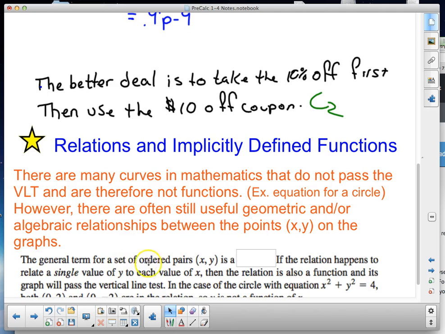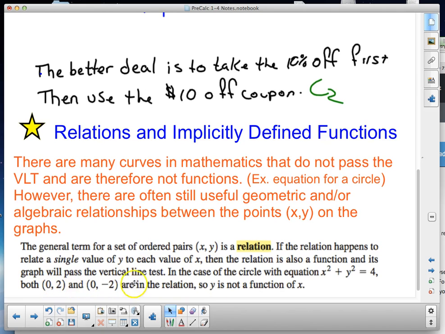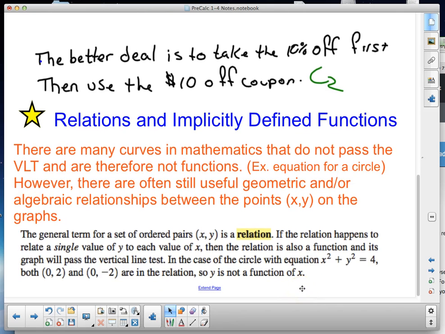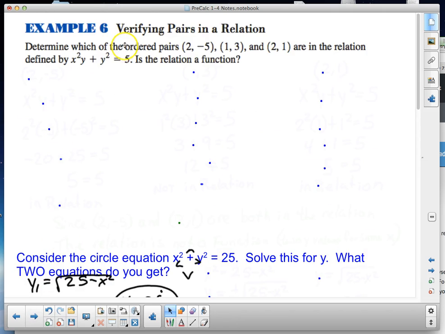The general term for a set of ordered pairs x, y is a relation. If the relation happens to have a single value of y for each value of x, then the relation is also a function, and its graph will pass the vertical line test. In the case of the circle with equation x squared plus y squared equals 4, both (0, 2) and (0, negative 2) are in the relation, so y is not a function of x. So we can't graph it with our calculator, but if we pair our relationships differently, we can, okay?